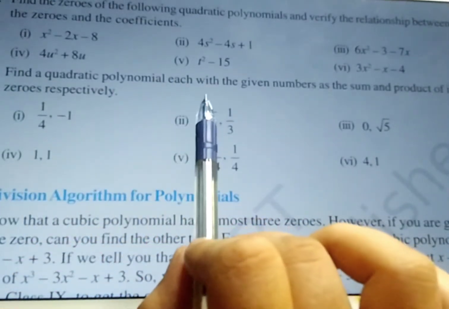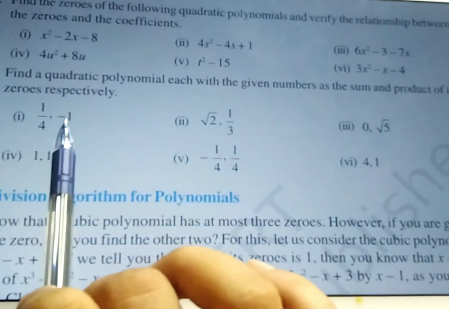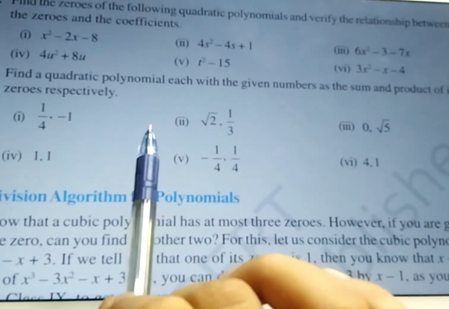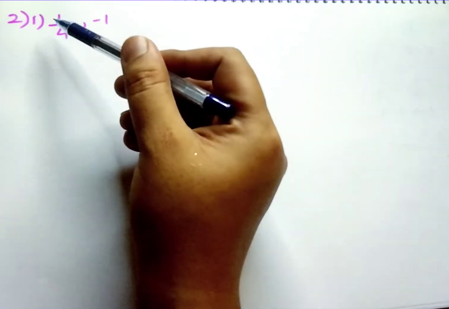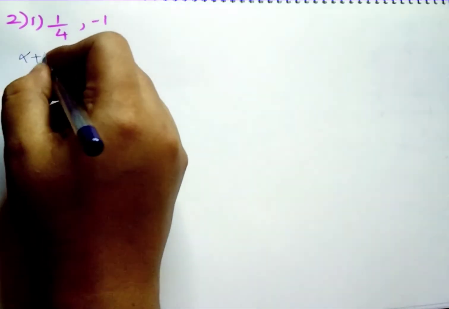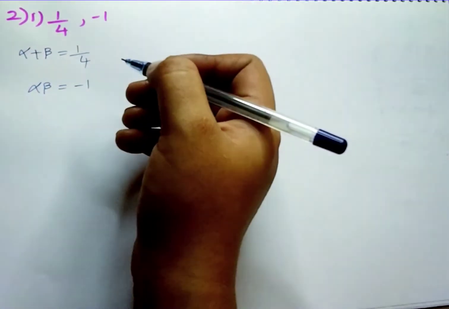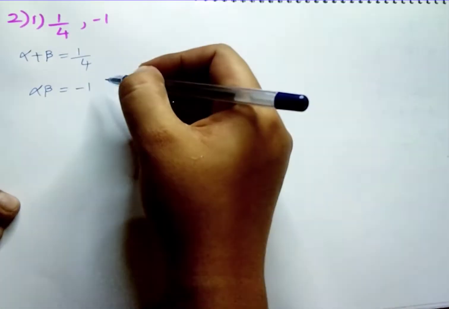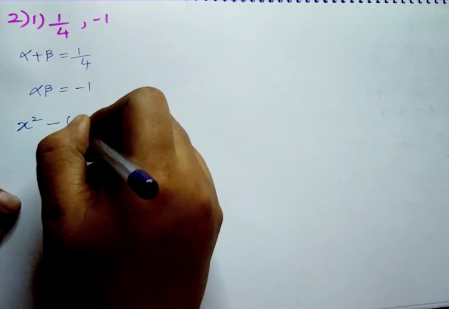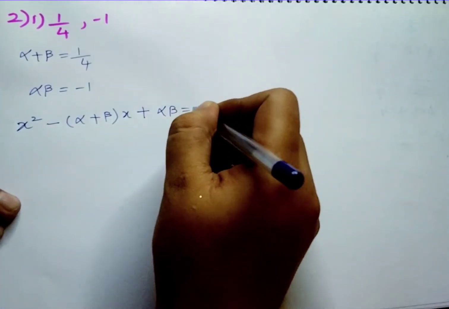Question number 2. Find a quadratic polynomial each with the given numbers as the sum and product of its zeros respectively. So, they have given the zeros. We need to form the quadratic polynomial. 1 by 4, minus 1 they have given. The sum of zeros as 1 by 4, product as minus 1. Either you can compare with minus b by a and c by a, or we have the formula x square minus sum of zeros into x plus product of zeros equal to 0.